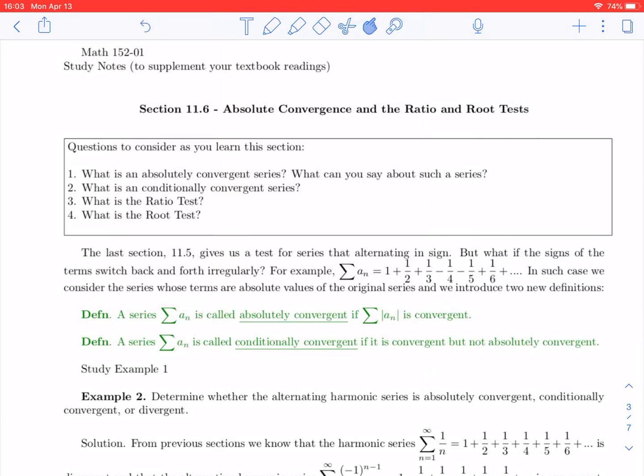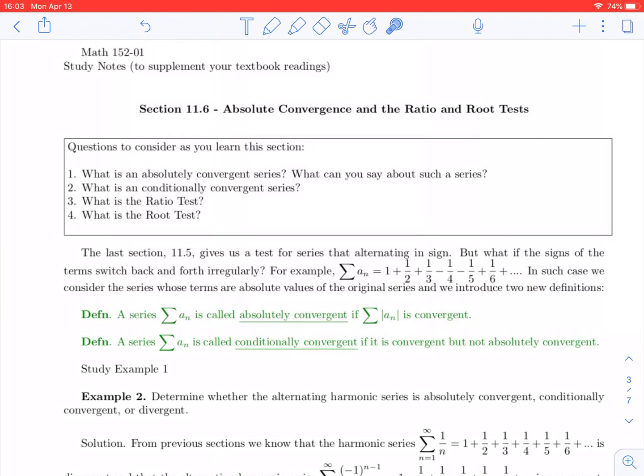Recall from the last section we learned a test called the alternating series test, which applies to series whose terms alternate in sign. Today we're going to look at series such as this one. This series is neither all positive nor alternating. There are 3 positive, 2 negative, and maybe 4 more positive, 5 more negative. In this case, the alternating series test does not apply.